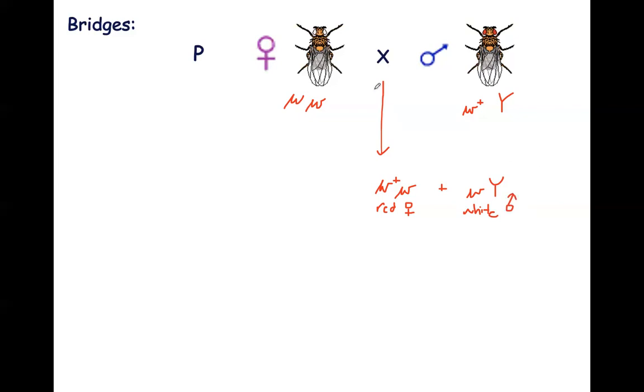But something happened. Something happened when they were doing these experiments. What they saw was 1 in 2,000 flies were either a red-eyed male or a white-eyed female.